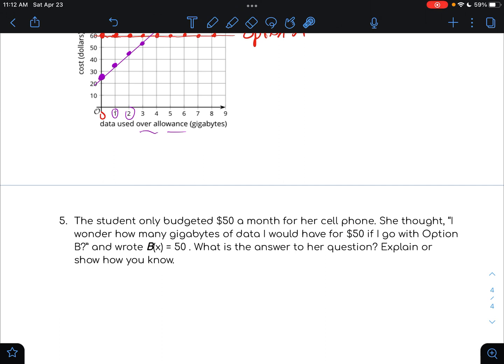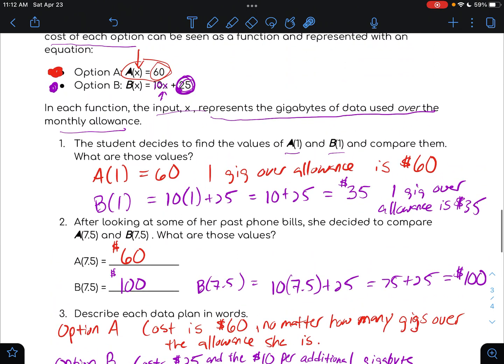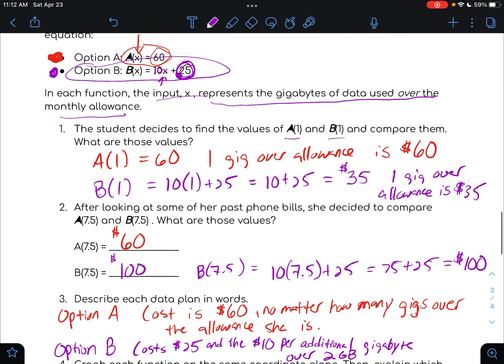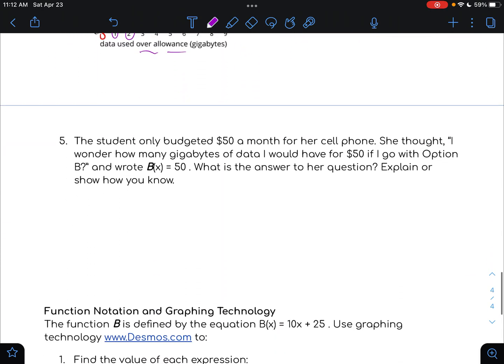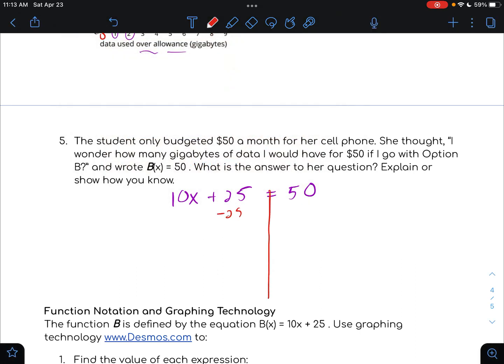All right, so if B of x equals 50 in option B, so let's go with option B here. That's our purple option right up here. So that's 10x plus 25. So 10x plus 25 comes out to 50. That's what we're saying. So that would be your equation, and we're trying to figure out what amount of gigabytes over data. Now you could almost do this in your head, but let's just quickly solve that.